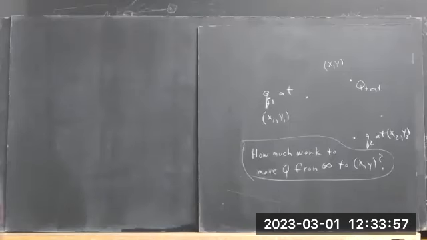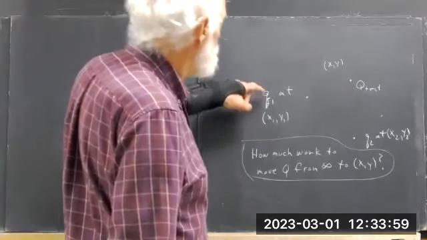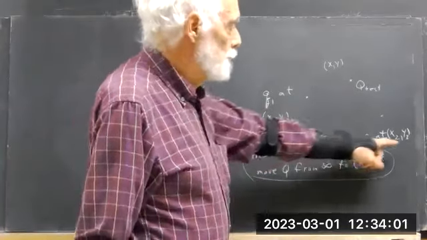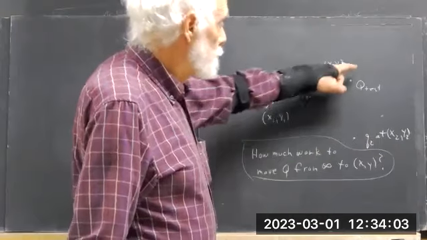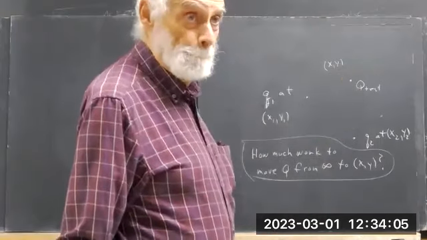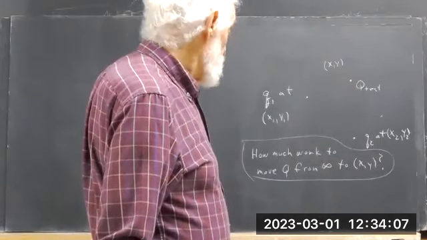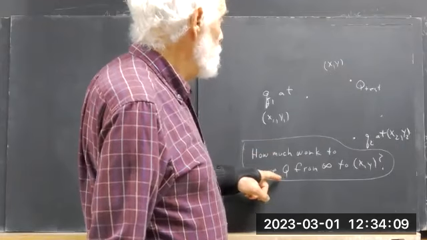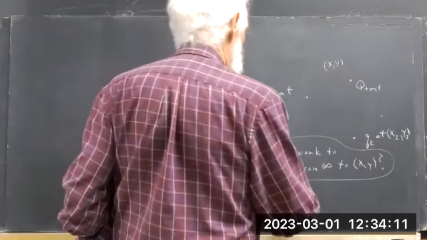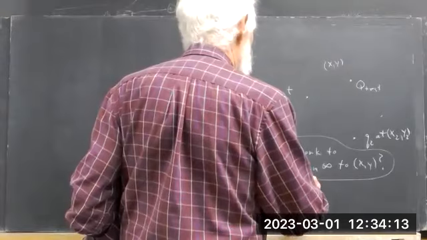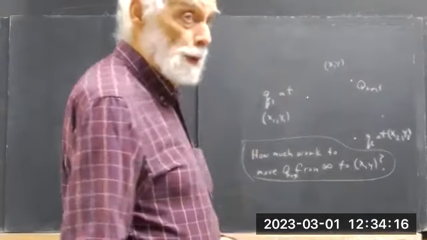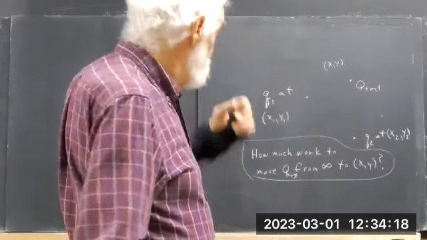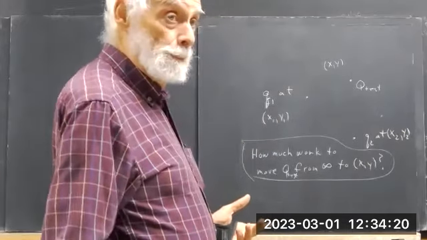Okay. So what we have is charge Q1 at X1, Y1, Q2 at X2, Y2, and a test charge Q test at X1. Let's see how much work it takes to move Q test from infinity to X, Y. Well, you have to do an integral.